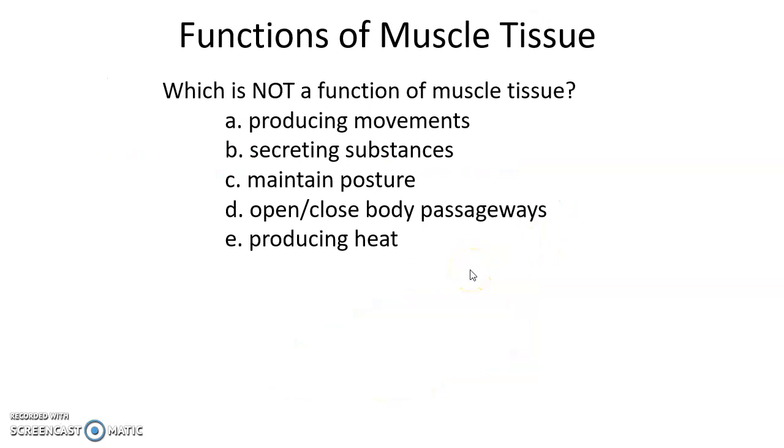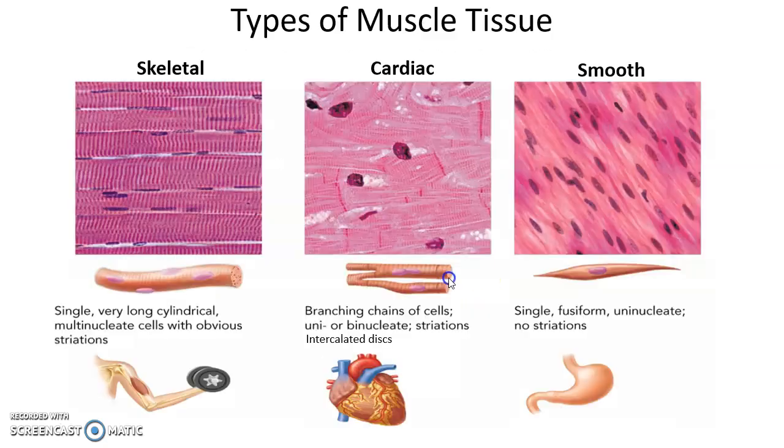Which of these is not a function of muscle tissue? It would be secreting substances, B. So that means the other four, producing movements, maintaining posture, opening and closing body passageways, and producing heat, are all functions of muscle tissue. There are three main types of muscle tissue.